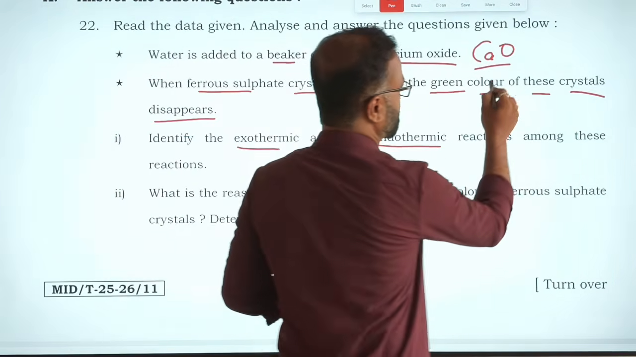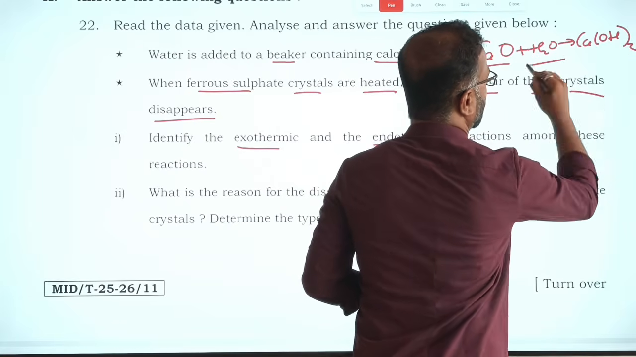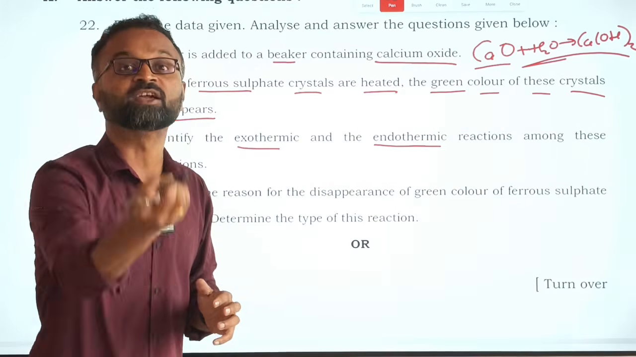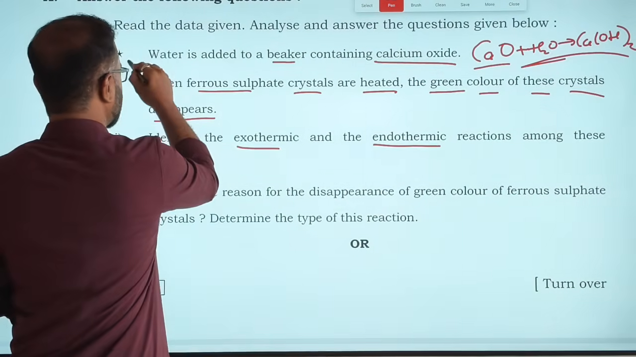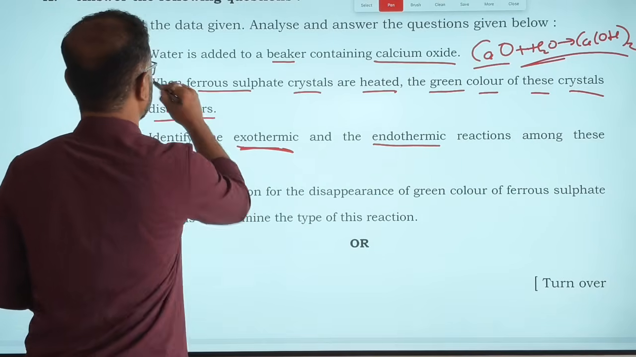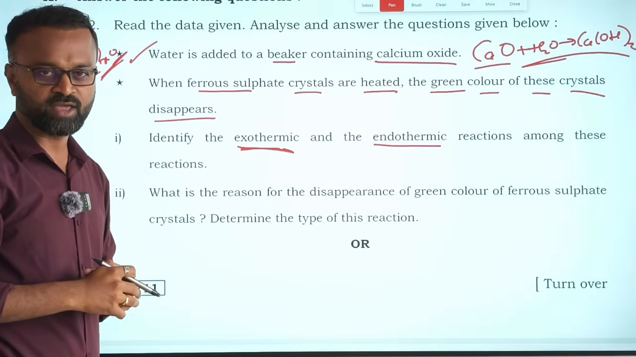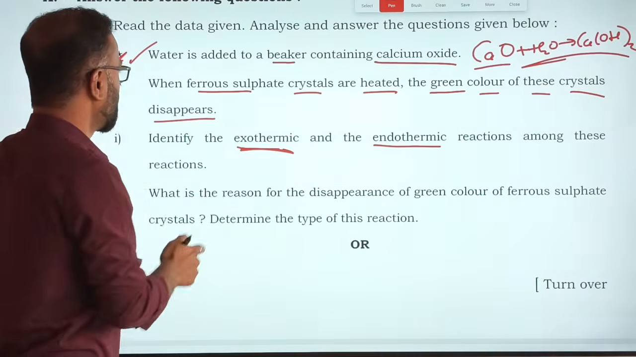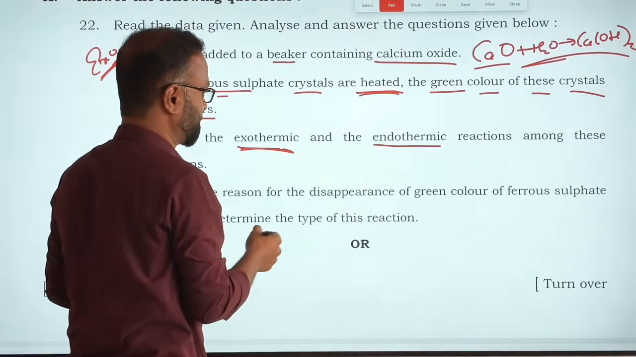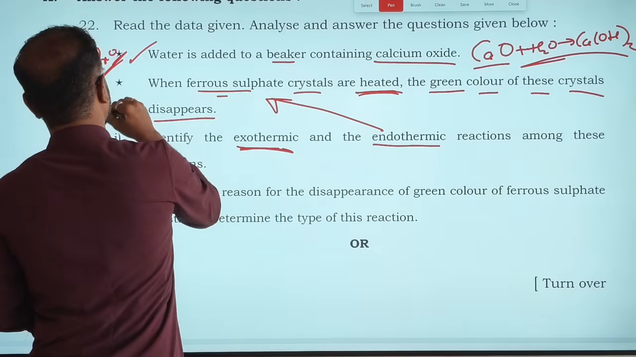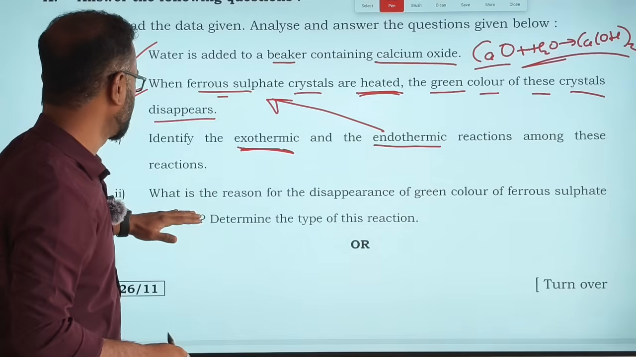Now, to the calcium oxide, when we add the water, it will form calcium hydroxide. What will form? Calcium hydroxide, and heat is generated. Okay, so this is which type of reaction? Exothermic reaction. Which one? This one. This one is exothermic reaction. Adding water to the calcium oxide, a lot of heat is generated. Now when ferrous sulfate crystals are heated, we are supplying the heat. Then the decomposition reaction happens, and this is an example for the endothermic reaction.